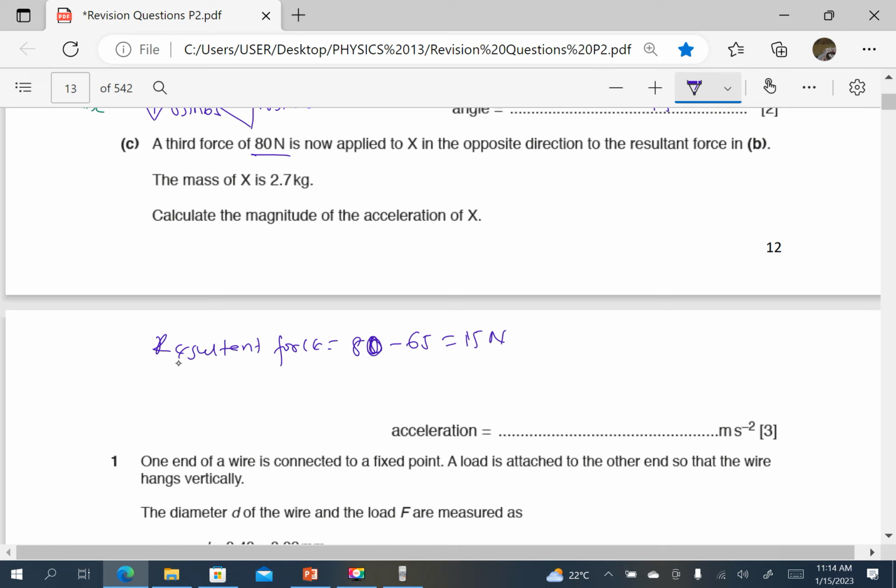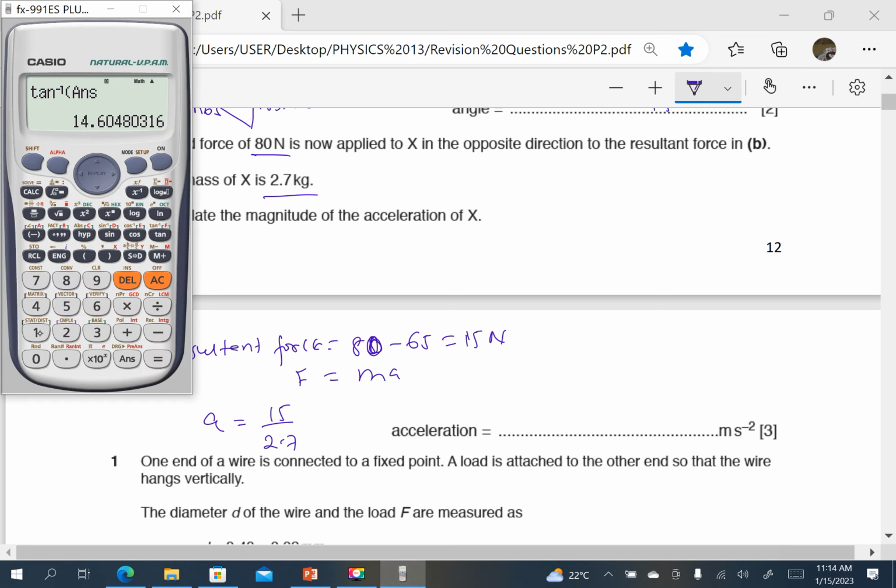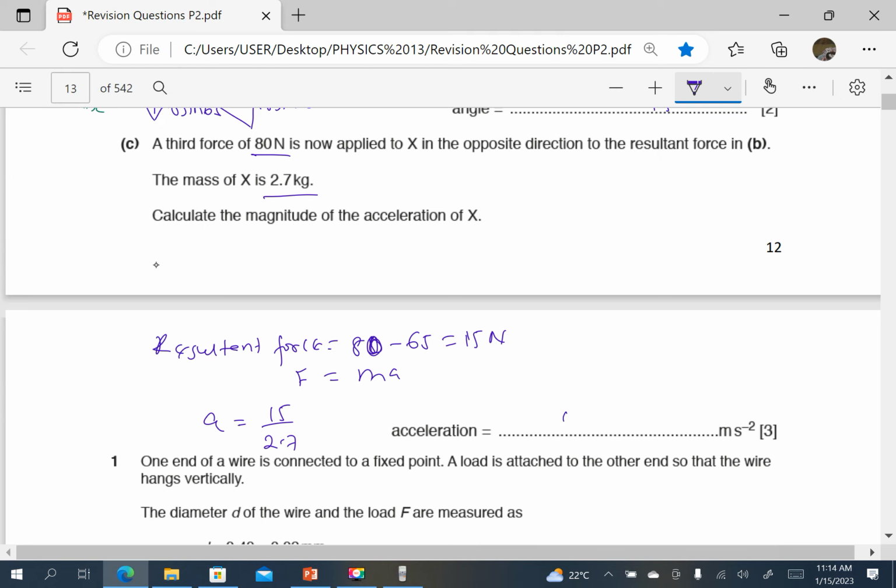We know that resultant force is equal to mass times acceleration. So the acceleration is going to be 15 divided by the mass, which is 2.7. From your calculator, 15 divided by 2.7, and that is 5.5. So that is 5.5 Newtons.